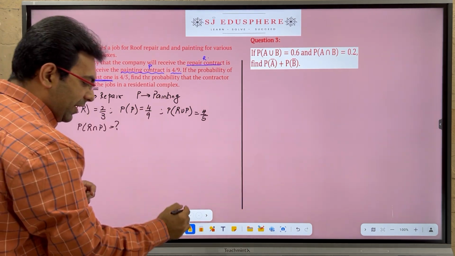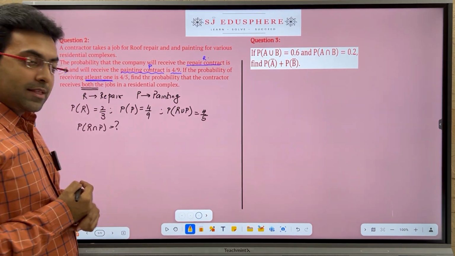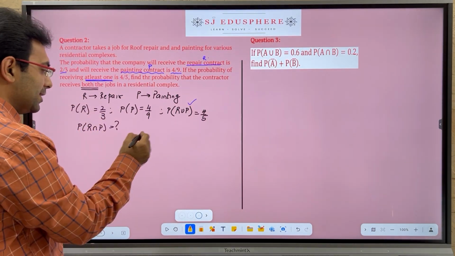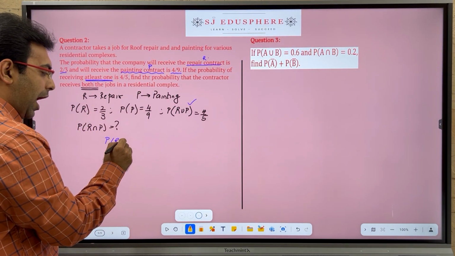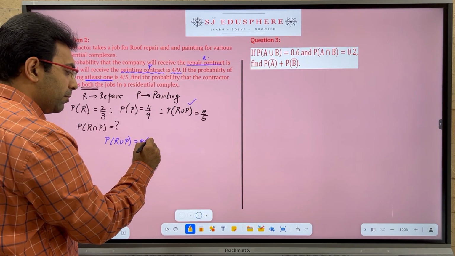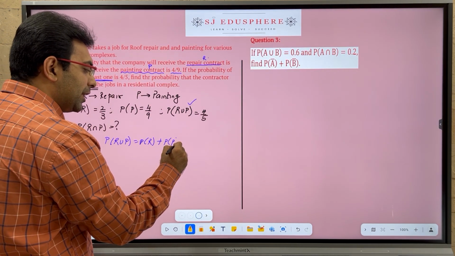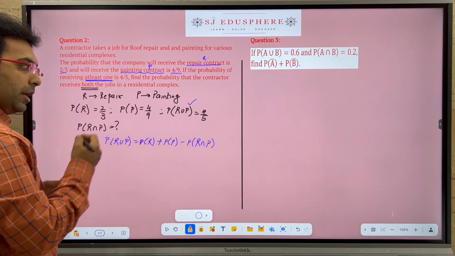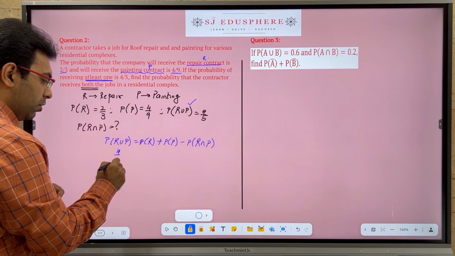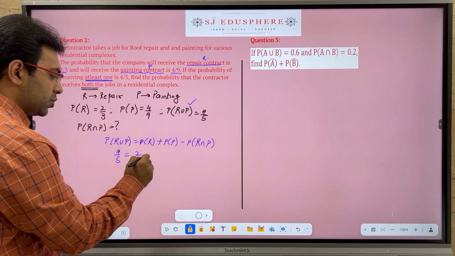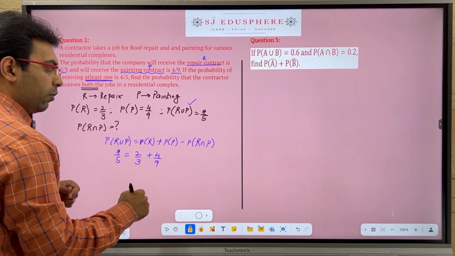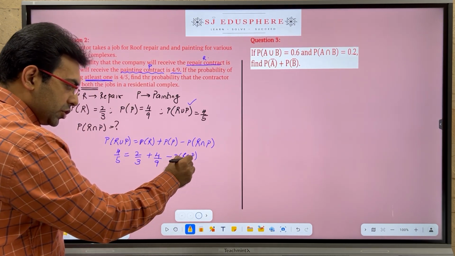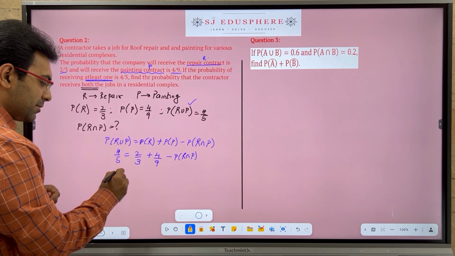So when we identify the data, what do we know in this? We know this one formula. Which formula? A union B. So hence, can I say probability of R union P is probability R plus probability P minus probability R intersection P. If I substitute the values over here, 4 by 5 is 2 by 3 plus 4 by 9 minus R intersection P. Shift this over here and minus becomes plus.